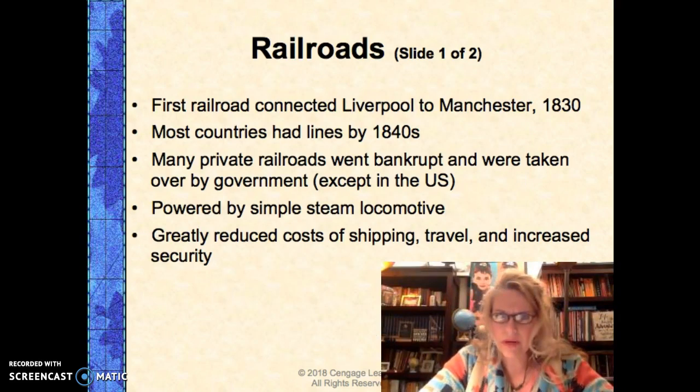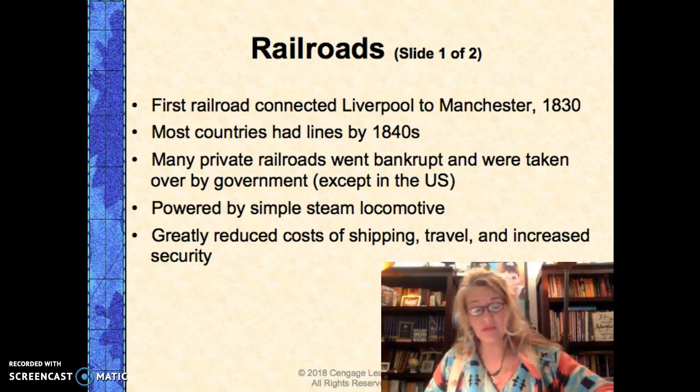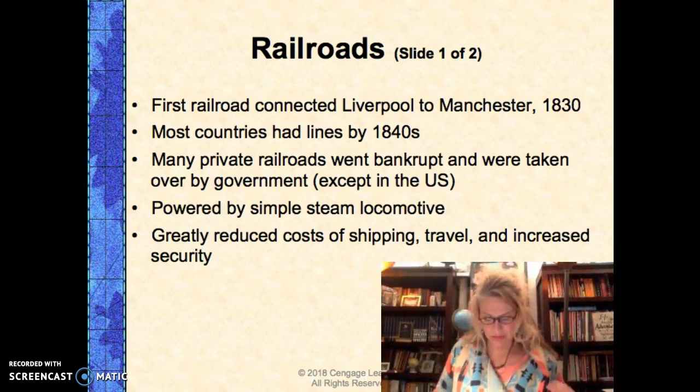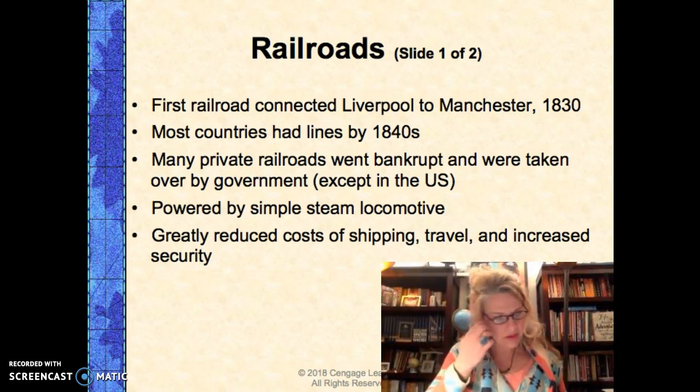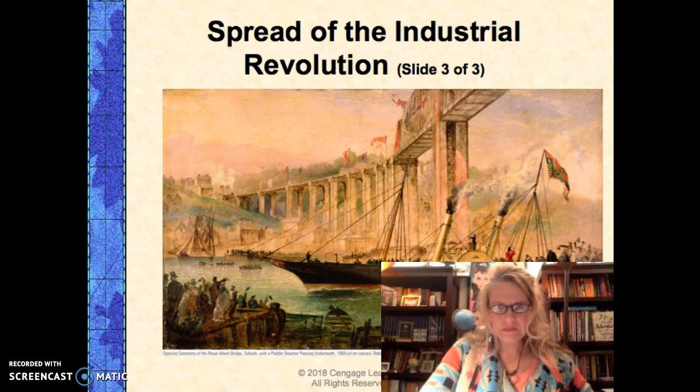All right, we talked about the railroads. Liverpool to Manchester in 1830. Most countries had lines by 1840, as many private railroads went bankrupt and were taken over by the government, except in the US. Powered by simple steam locomotives, and that technology really didn't change for 100 years, which was extremely interesting. Okay, let's keep going. The spread of the Industrial Revolution.